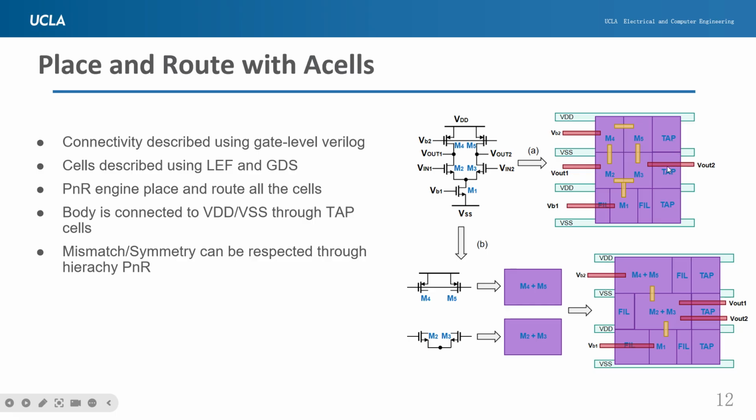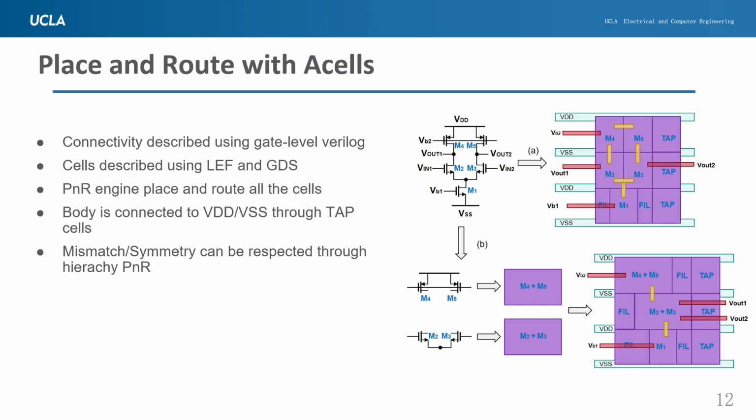The tap cell is responsible for connecting the body parts of the transistors to VDD or VSS, depending on whether they are NMOS or PMOS, and automatically adds filler cells to maintain continuity of the wells, as well as to arrange them into a nice aspect ratio of floor plan.